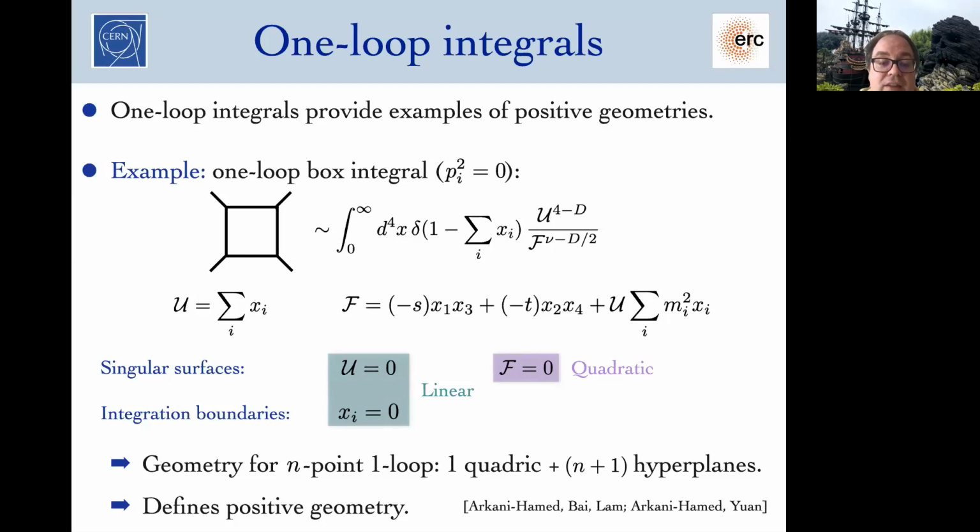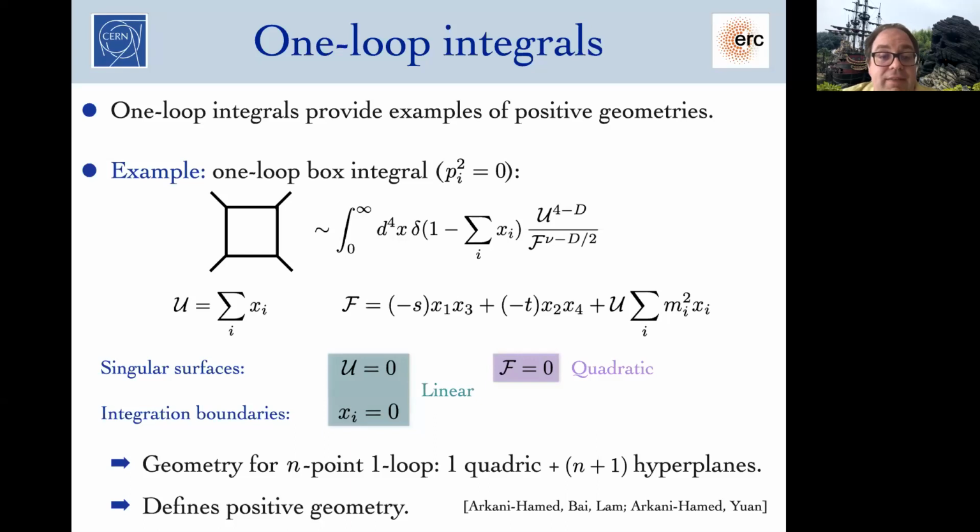And if you take a geometry coming from something where you take, essentially, imagine a space where you take out a quadratic and a bunch of hyperplanes, that does indeed define a positive geometry. And since every one-loop Feynman integral has such a Feynman parameter representation where u is just linear, f is quadratic, every one-loop integral can be associated to a positive geometry. So the construction should apply there.